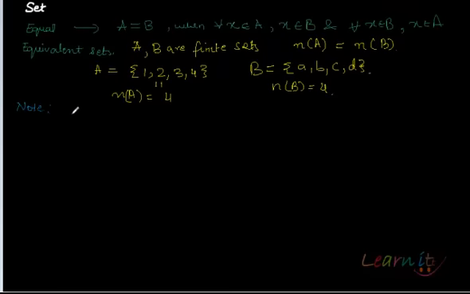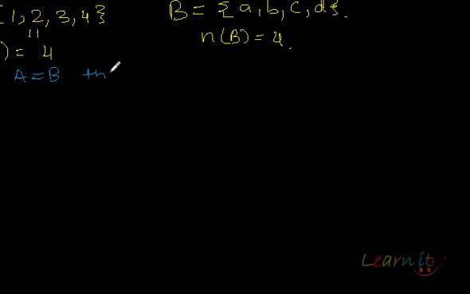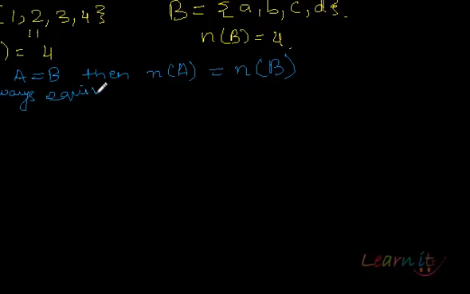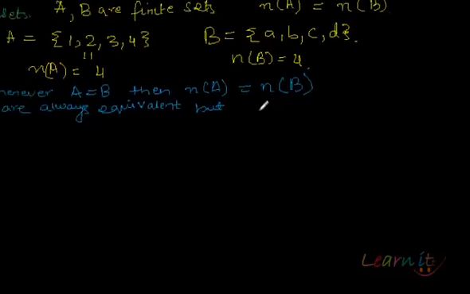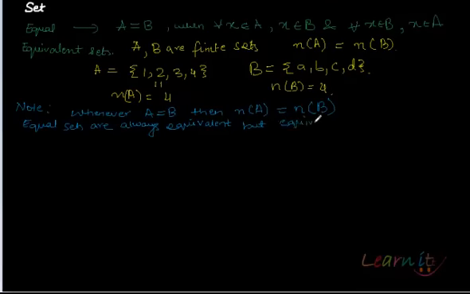Now, just note another thing. What you should note is that whenever A equals B, then the number of elements in each would of course be the same. Thus, equal sets are always equivalent. So, equal sets are always equivalent, but equivalent sets need not be equal, as we have already seen. Okay. So, this was the point that I wanted to make out here.